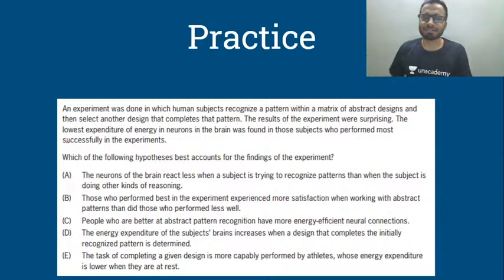And another critical reasoning question now. Which of the following hypotheses best accounts for the findings of the experiment? What is the experiment? An experiment was done in which human subjects recognize a pattern within a matrix of abstract designs and then select another design that completes that pattern. The results of the experiment were surprising. The lowest expenditure of energy in neurons in the brain was found in those subjects who performed most successfully in the experiments.